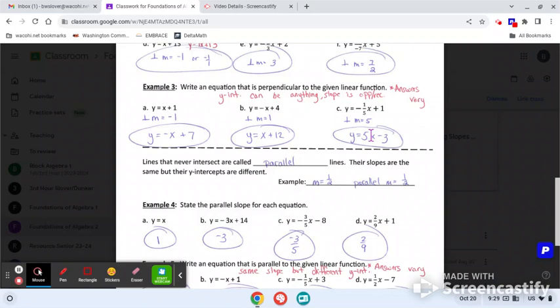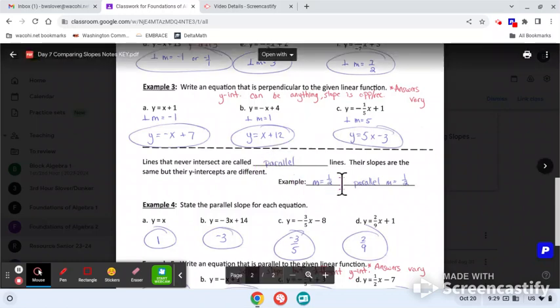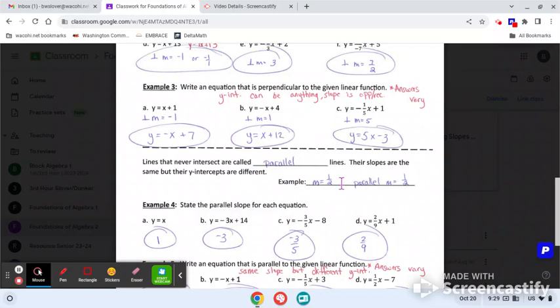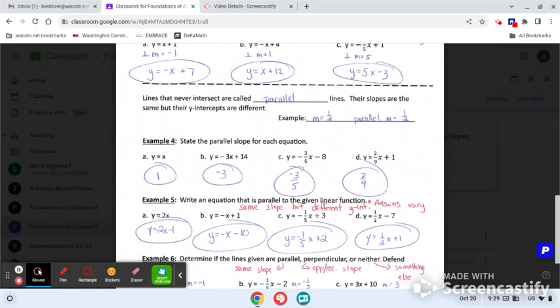All right, so that's if I have something that's perpendicular. But what if I have something that's parallel? So lines that don't intersect are parallel. Their slopes are the exact same, but their y-intercepts are different. So when I say exact same, I mean the exact same. Slope is 1/2, a parallel slope is 1/2. The exact same number. So let's practice that.